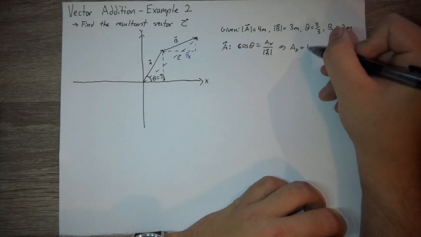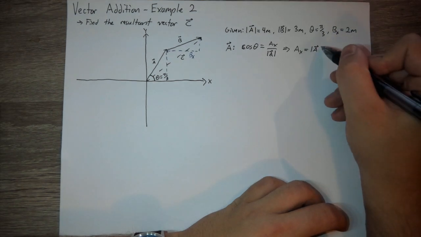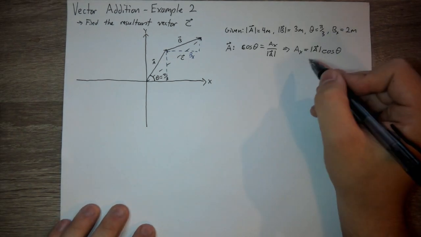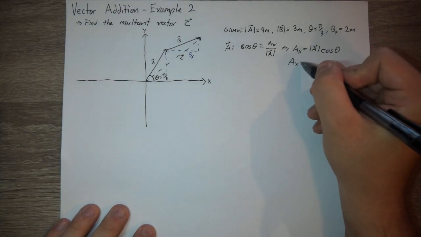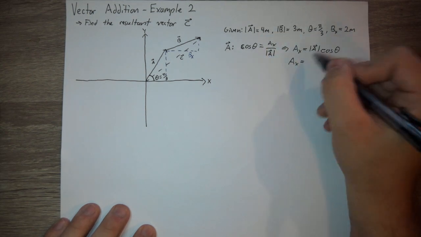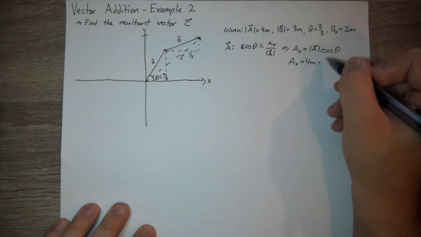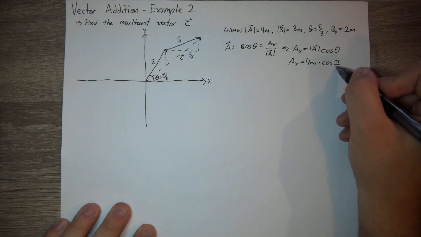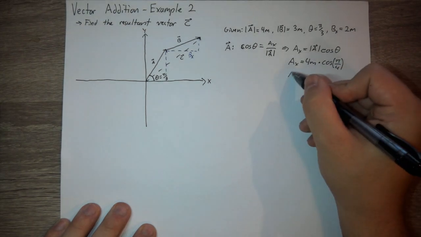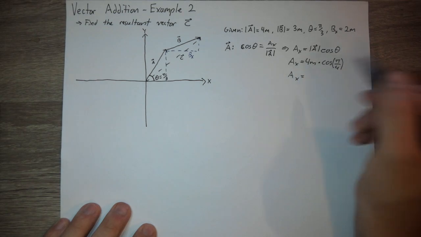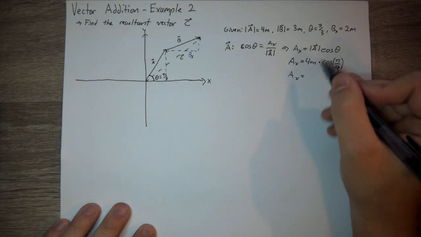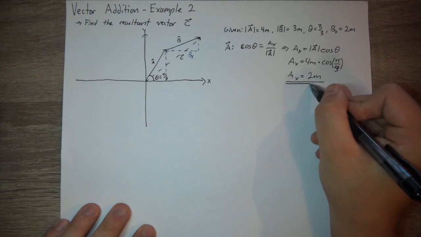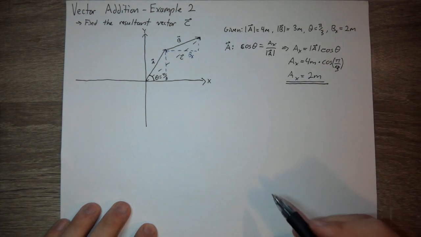So multiplying over, that's multiplied. So we get this, and now we can plug in our numbers. Our magnitude of A is 4 meters times cosine of this angle, and that ends up working out to, sorry, this is 3. That ends up working out to 2 meters. So there's our x component of A.